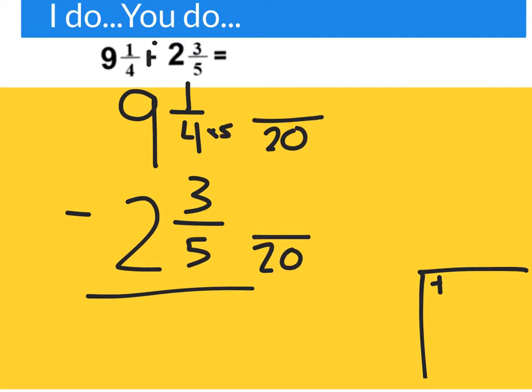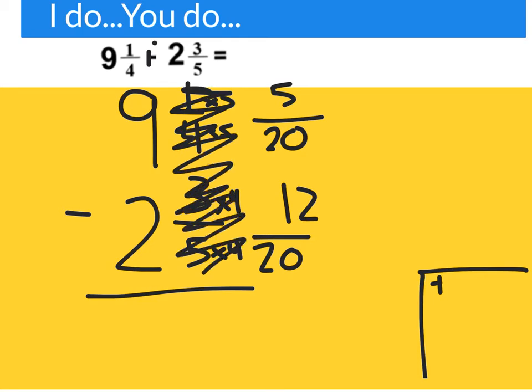This one you took times 5, so you take the top times 5 and it becomes 5. This one you took times 4, so you take the top times 4 and it becomes 12. Now that's where you got to be careful because you need to borrow. You can't subtract going up. We're going down on this problem. And if you have 5 pieces and want to subtract 12, you can't do it.